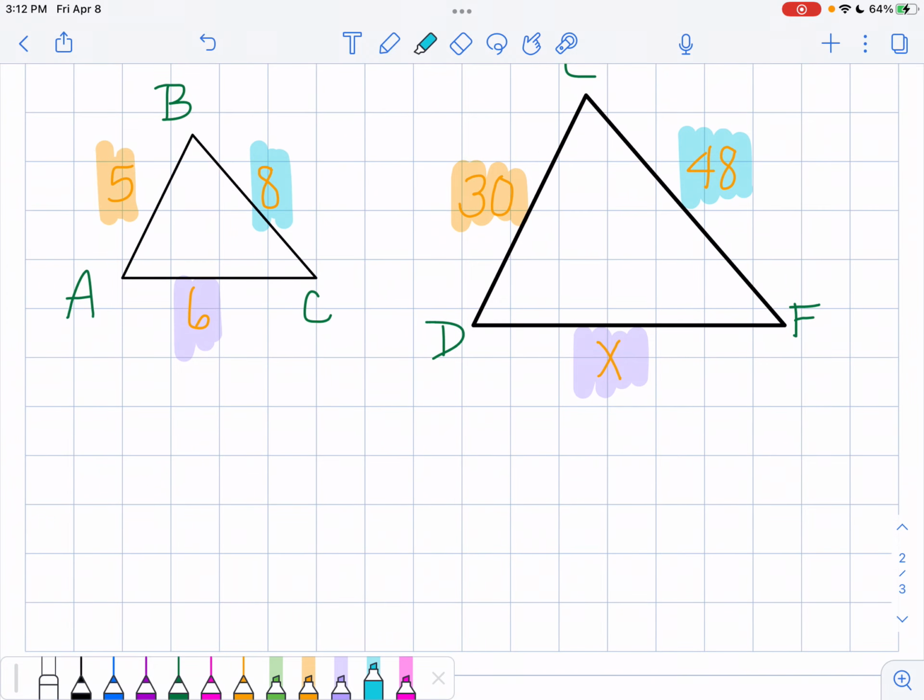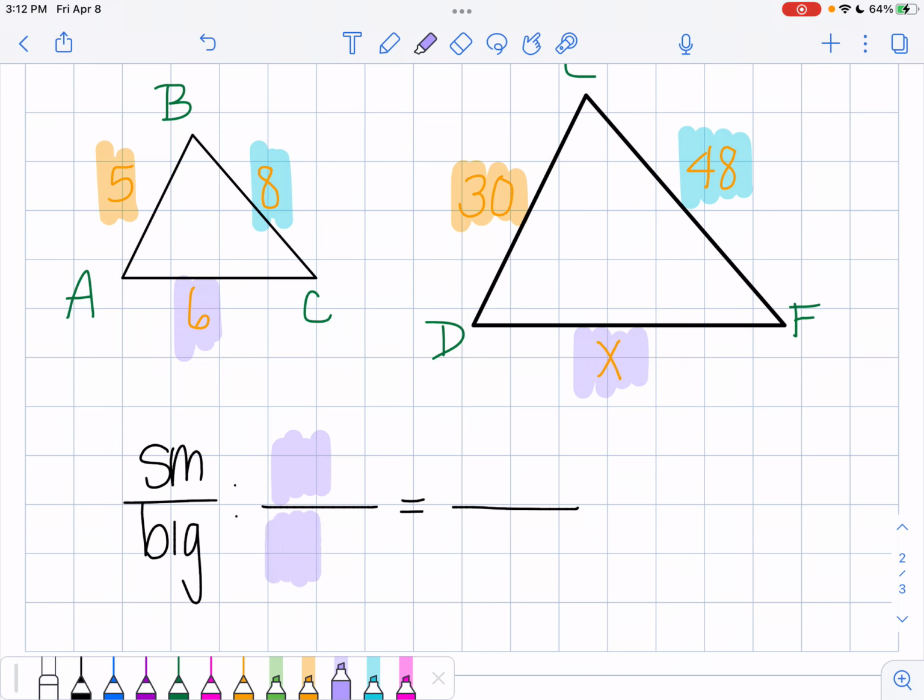All right, I'm going to do small to big this time. Now I have to use my purples, because that has my X in there. And then I get to choose if I want to use my blue sides or my orange sides. I'm going to pick orange. Again, it doesn't matter as long as both of the oranges have a number and both of the blues have a number. You can use either one that you want.